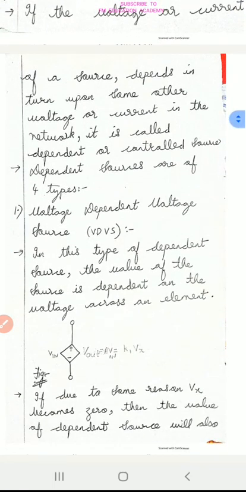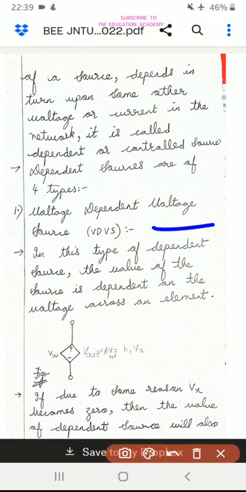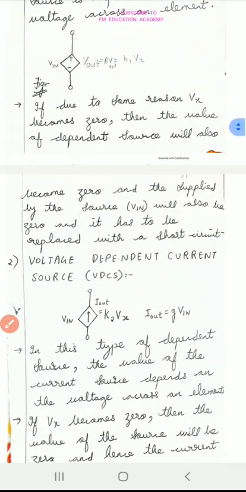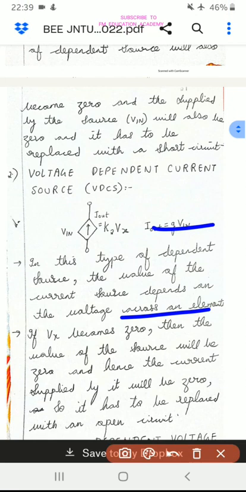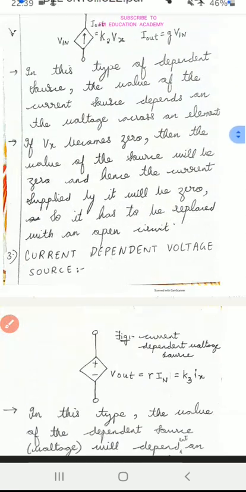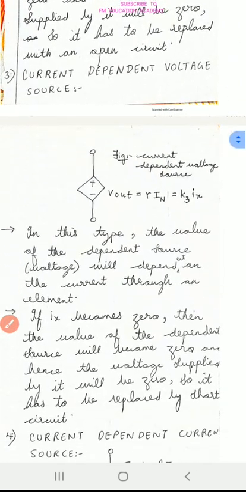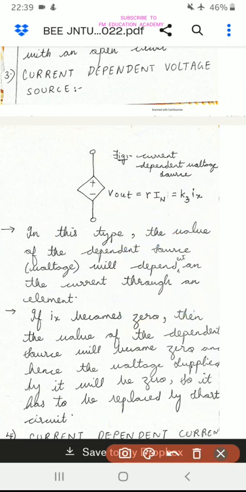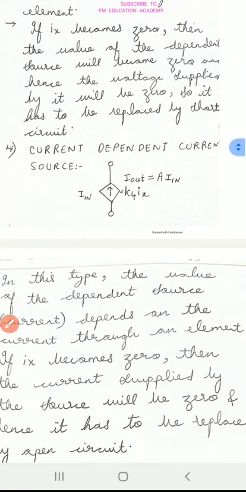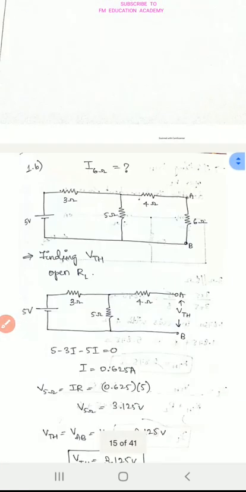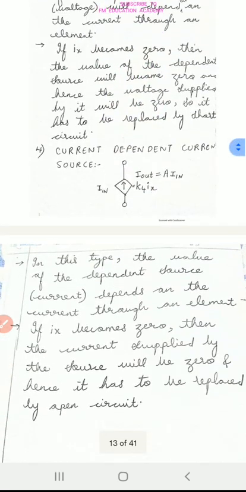As we know, we have four types of dependent sources. Voltage dependent voltage source: write this, draw this. Then we have voltage dependent current source: write this, then draw this. Next we have current dependent voltage source: draw this and write this. Next we have current dependent current source. This is our current dependent current source and its definition.